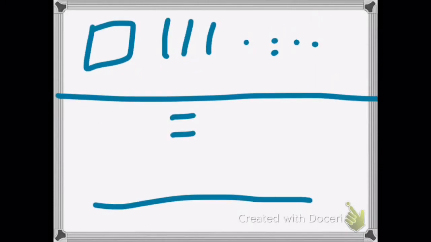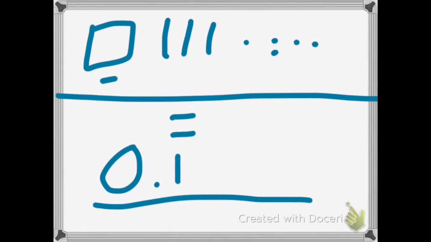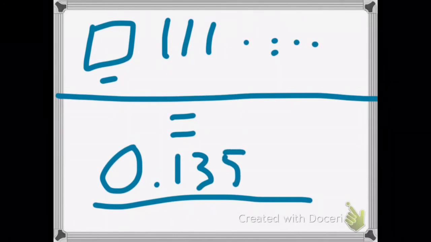Okay, so let's try one for ourselves. Are there any big cubes? I don't see any, so that's 0. There's 1 flat here, 3 longs, so 3, and 5 little cubes. So this number is 0 and 135 thousandths. That's how we read this number.